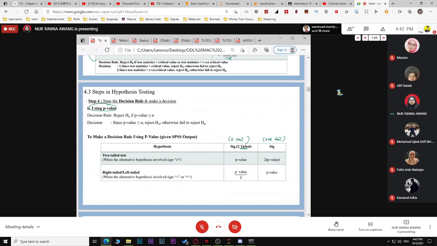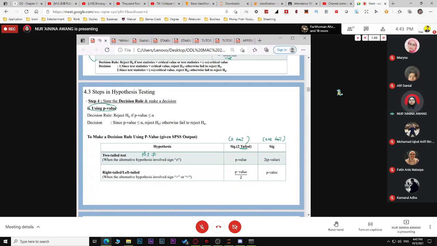Okay, you kena tengok your hypothesis. When your alternative hypothesis is unequal, if the output gives you the p-value for two tail, you just take the value. But if H1 is unequal, but the SPSS output gives you the value for one tail, that p-value is for one tail, but our case is two tail. So what you need to do with the p-value, you need to times with 2. You kena double lah the value. Itu baru betul the exact value for two tail test.